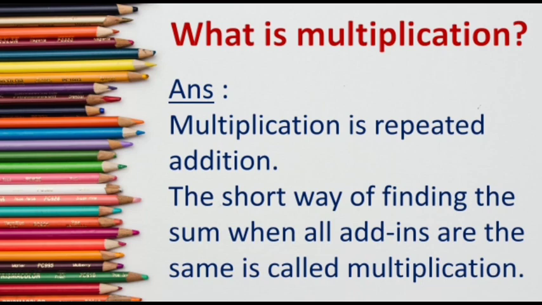The short way, मतलब short form of finding the sum, मतलब आंसर या addition, when all add-ins, मतलब one या two या three numbers are put together to add, those are known as add-ins, are the same. If those are the same, then it is known as multiplication. Let us see further. Multiplication is repeated addition. Now, how is multiplication repeated addition? Now let us see that.